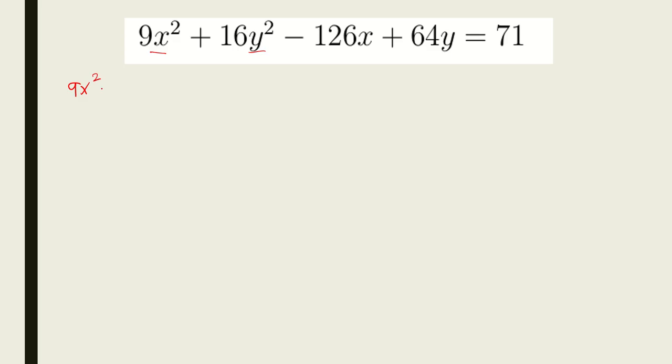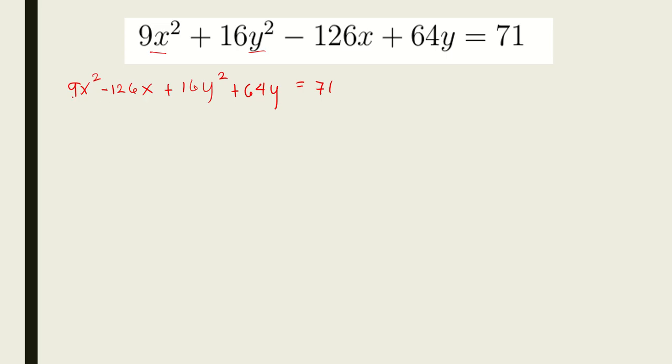That is 9x squared minus 126x plus 16y squared plus 64y is equal to 71. I'm going to leave 71 on the right side because even though in our standard form the right side should always be equal to 1, we do that in the later part.